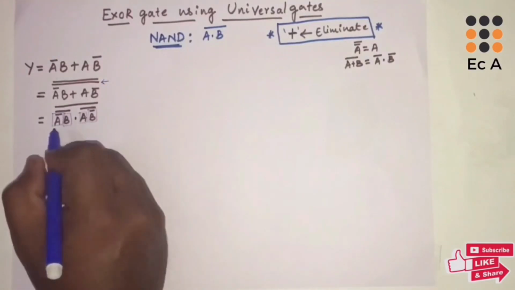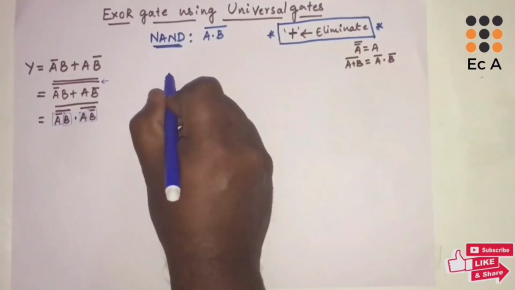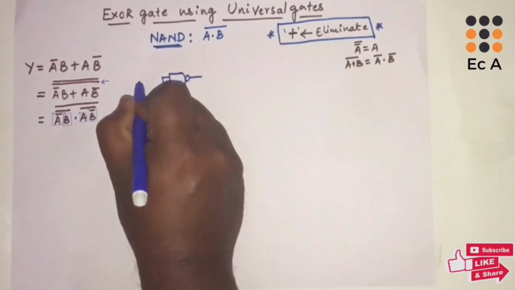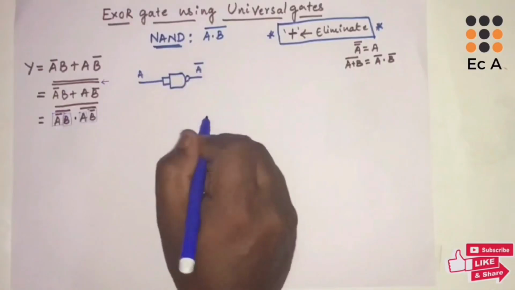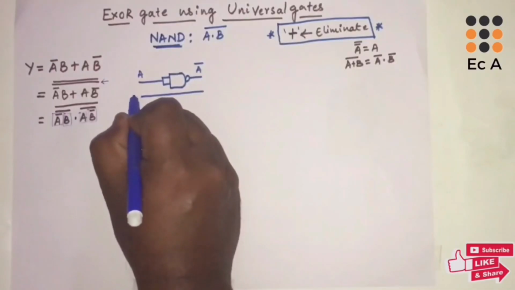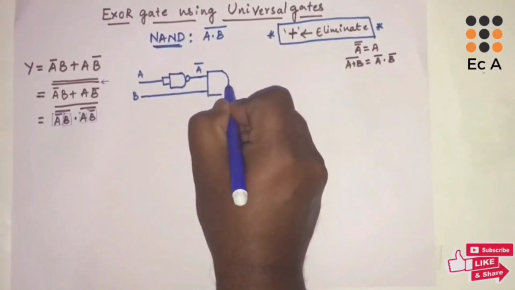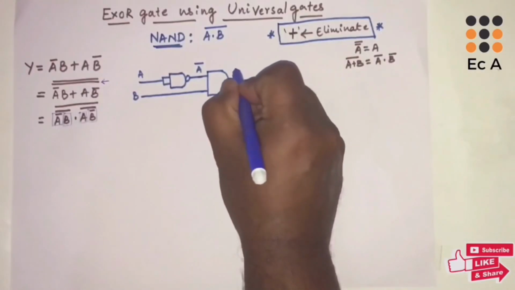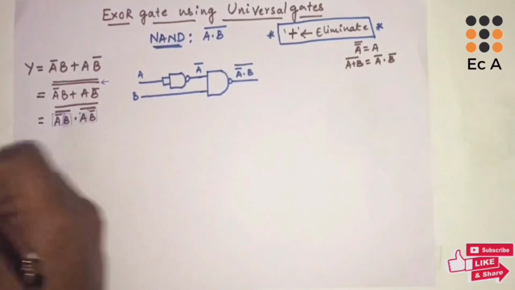First let us do that. Let us implement this a bar using only NAND gate. We can implement a bar using a NOT gate, so let us take a. The output of this NOT gate using NAND gate is a bar. The next term is b, so we write it as it is. These two inputs will be connected to a NAND gate, so the output of this NAND gate will be a bar dot b whole bar. So we got this entire term.